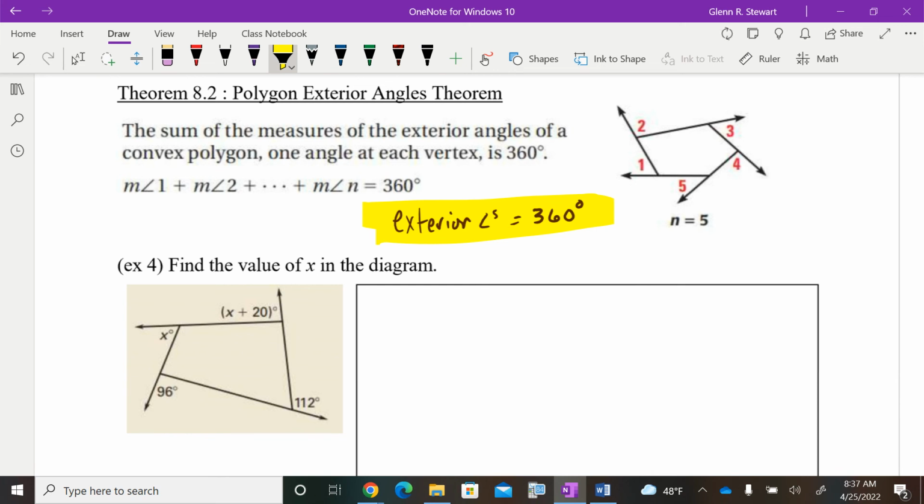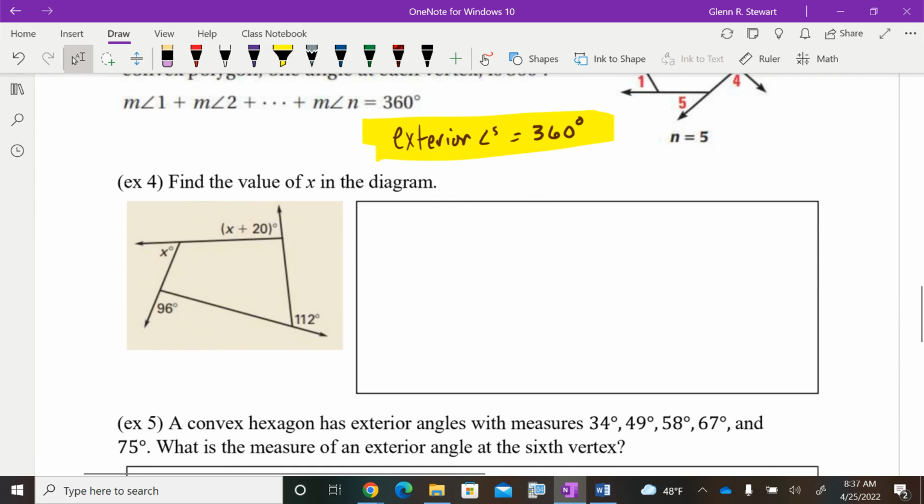Which leads to example 4. Find the value of x in the diagram. If we take a look at all 4 of these measures, we know because they're all exterior angles, the ones that are labeled, are all going to equal 360 degrees. So I'm going to go around and add them together. X plus 20 plus 112 plus 96 equals 360. And now I'm going to combine my like terms. So x and x give me 2x.